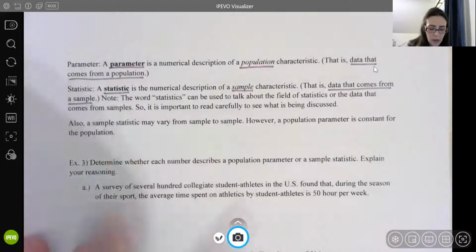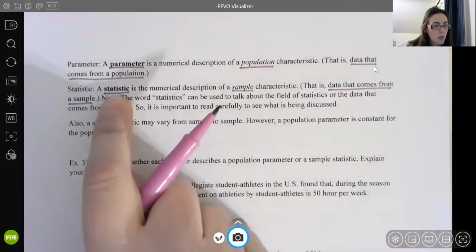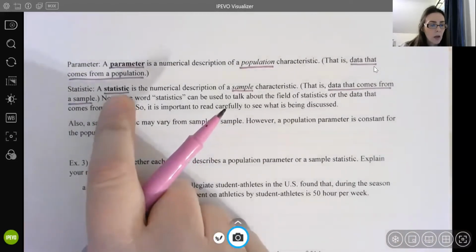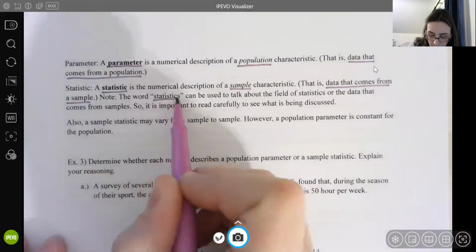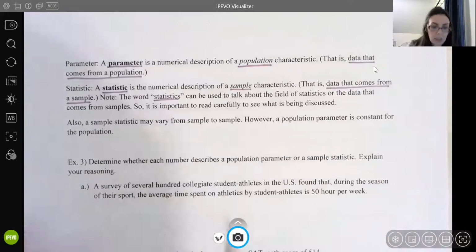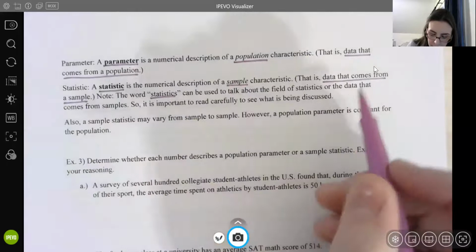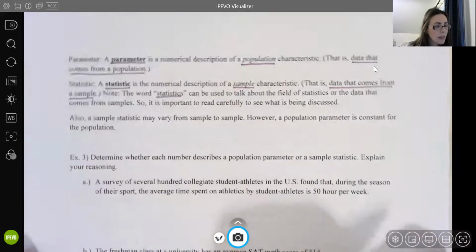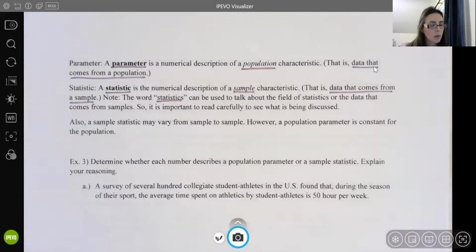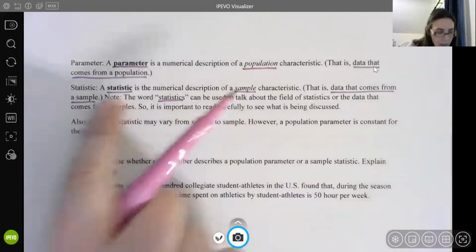Now you do want to be careful. I used the word statistic already. So we can use that word statistic in two different ways. One, it could be the field of statistics, like we talked about in the first page. So the actual study and the organization and the analysis of looking at this data. So you have the field of statistics, but we also use the word statistic that represents data that comes from samples. So you want to make sure you read carefully when you're reading your notes or you're reading questions to see what they're referring to. So just be careful about that word.